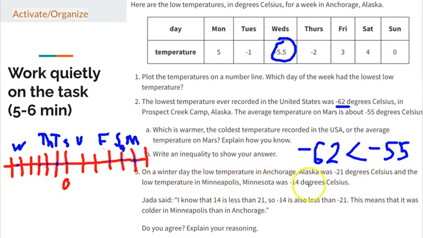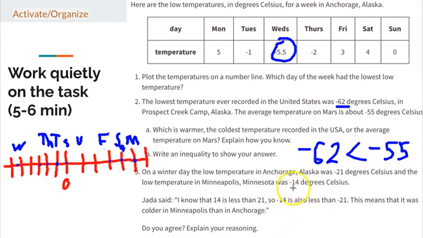On a winter day, a low temperature in Anchorage, Alaska was -21 degrees Celsius, and the low temperature in Minneapolis, Minnesota was -14 degrees Celsius. Jada said, I know that 14 is less than 21, so -14 is also less than -21. This means it was colder in Minneapolis than in Anchorage. Do you agree?